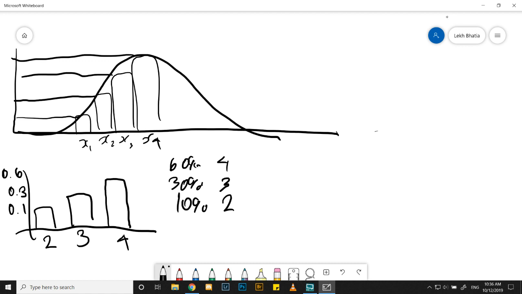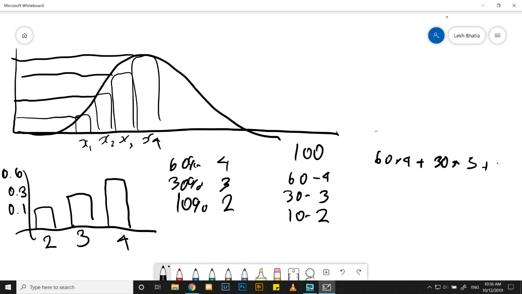So yeah, but 10% we have 2. Basically what this means, if we took like 100 trials, right? 60 of them would be a 4, 30 of them would be a 3, and 10 of them would be a 2. And then it's easy to find the average. So what you do is you do 60 times 4 plus 30 times 3 plus 10 times 2, and then you would divide all of that by 100.